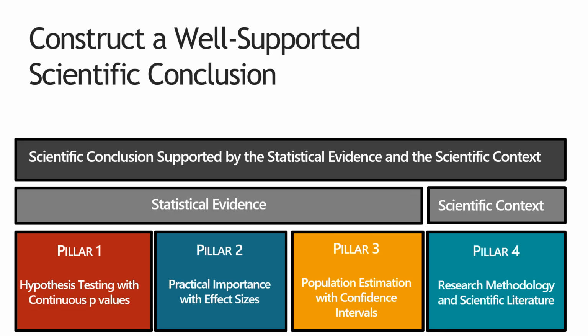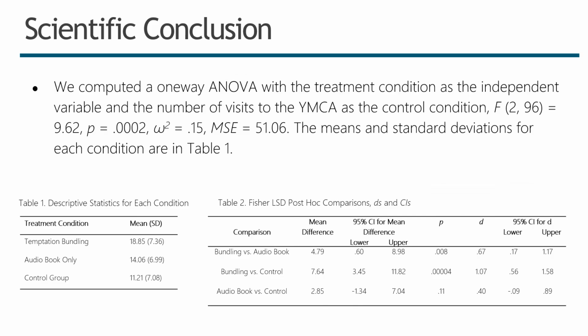Now finally, we're going to pull together all four pillars into one big, well-supported scientific conclusion about this study. I'm going to start with an APA-style summary of the results. So I start by saying the analysis we did. So we computed a one-way ANOVA with the treatment condition as the independent variable and the number of visits to the YMCA as the dependent variable.